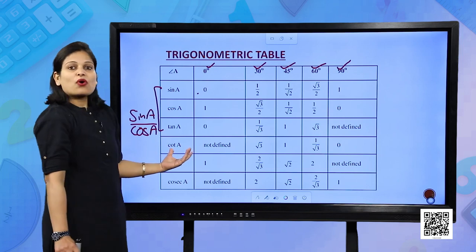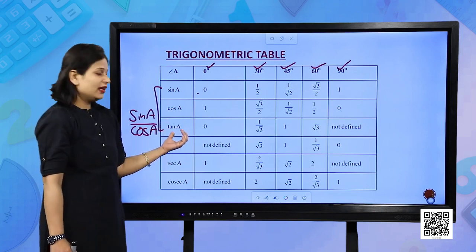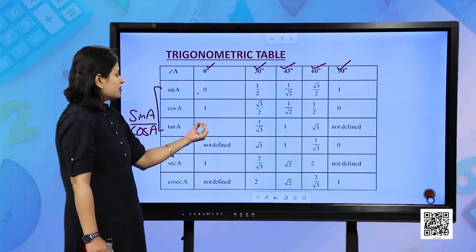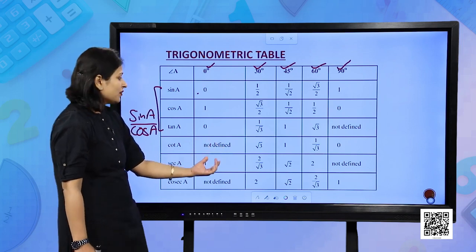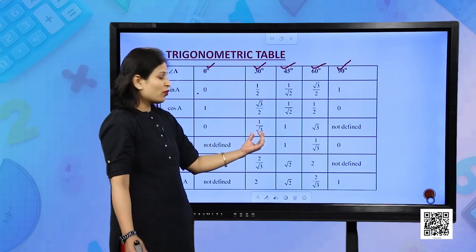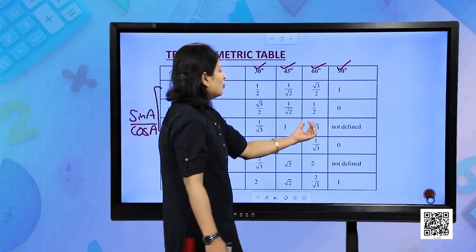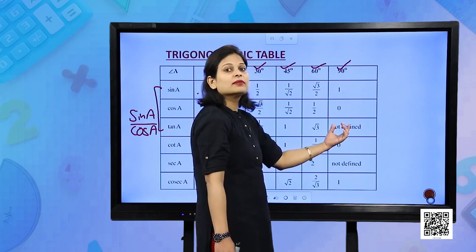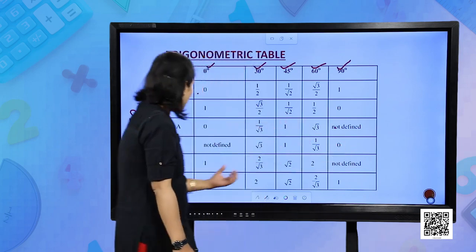How will you find cot A? It is simply the reciprocal of tan A. So, reciprocal means what? 0 by 1, 1 by 0. So, it will become not defined. 1 by root 3, reciprocal will be root 3. 1 reciprocal will be 1. Root 3 reciprocal will be 1 by root 3 and not defined means 1 by 0. So, reciprocal will be 0.